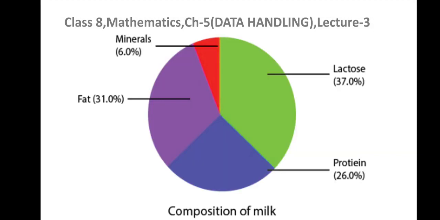Now this is an example which is showing the composition of milk. Here the components of milk are shown in percentage. This is basically the figure of a circle graph or pie chart. This is how the circle graph or pie chart looks.